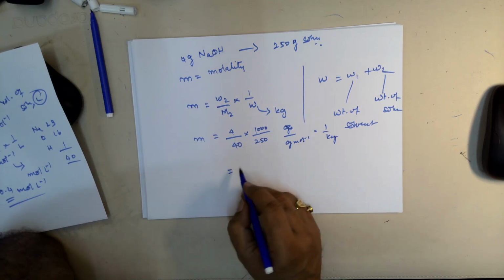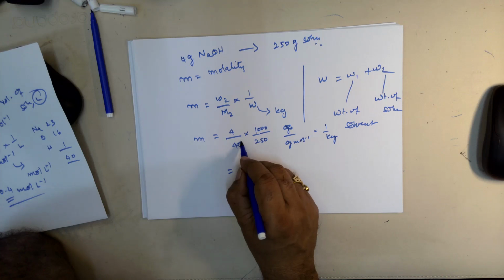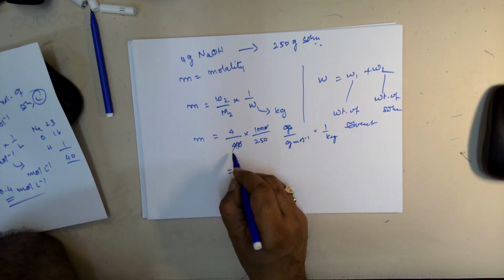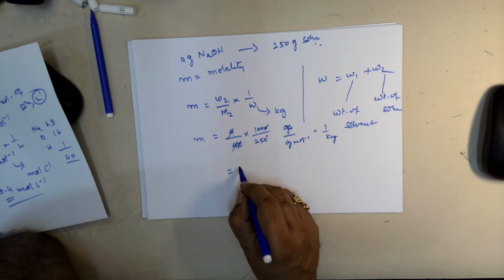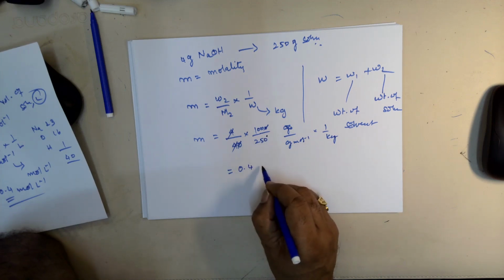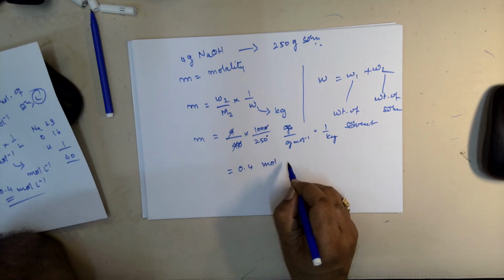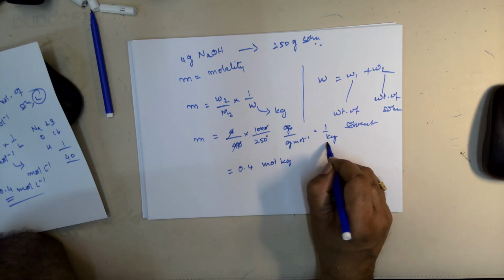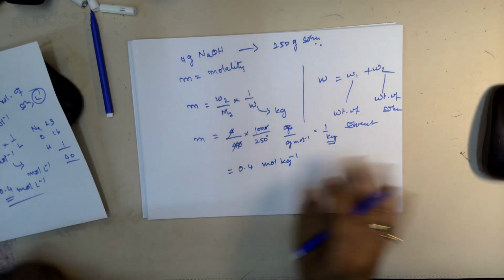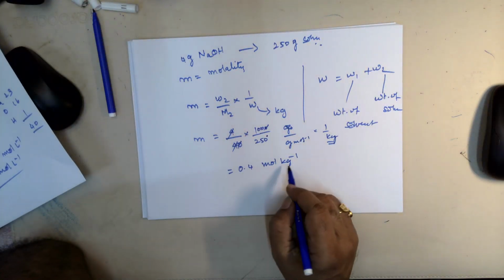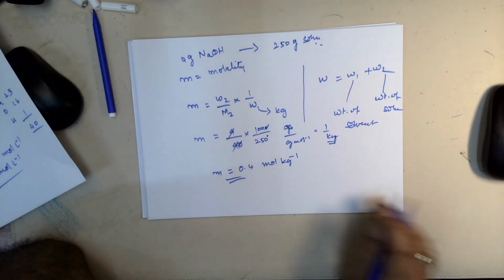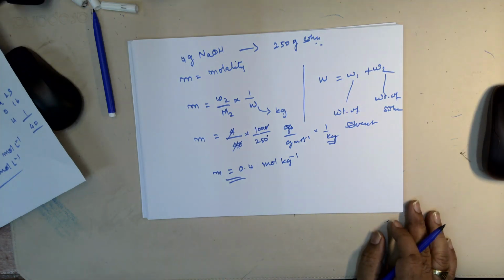Now tell me. So 0.4: the zeros cancel, 4 cancel, and this is 0.4 mole per kg. Very good. So don't forget this, per kg. In the previous case, we got mole per liter, but in this case, we have got mole per kg. You understand this? So you have to be very careful about the units also.